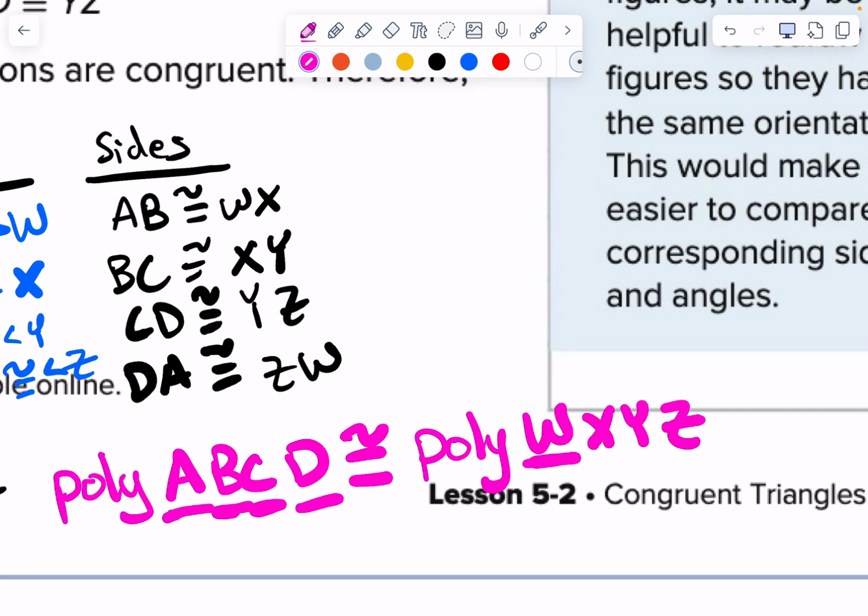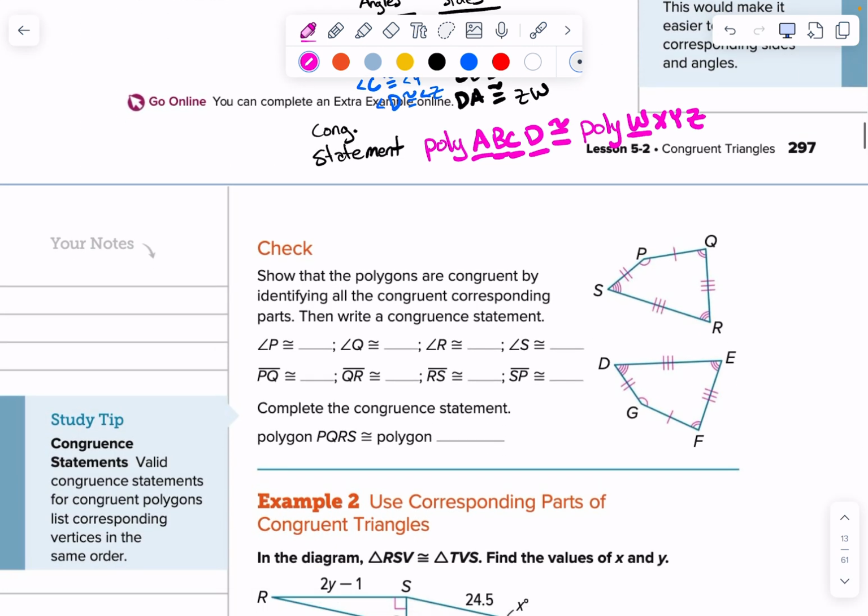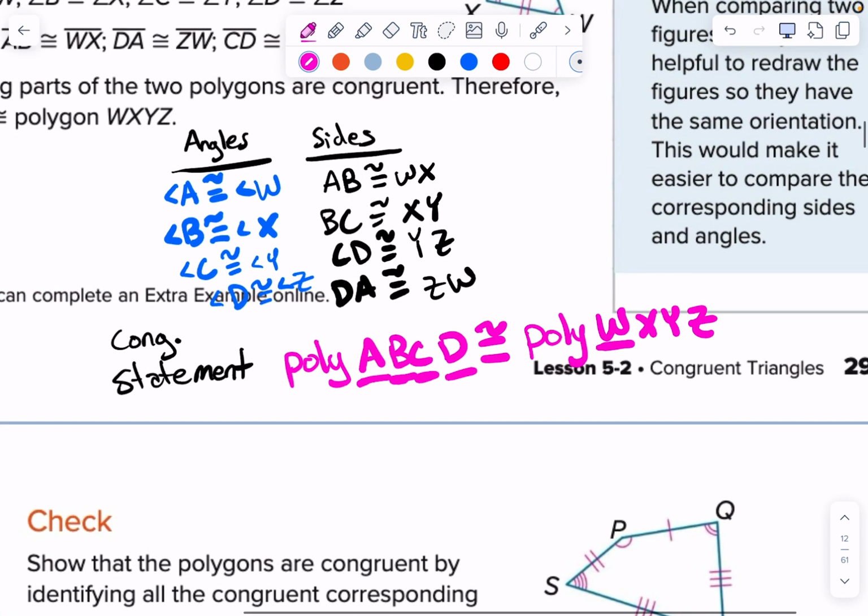Just wait a second. I know what you want. I know that's enough Spanish, right?